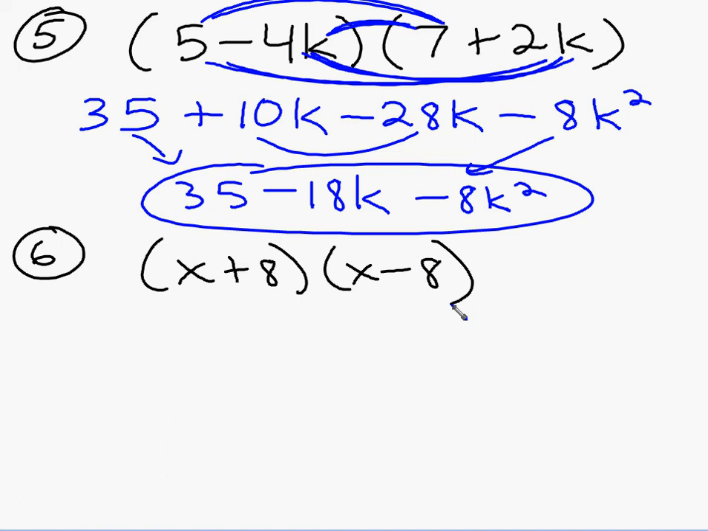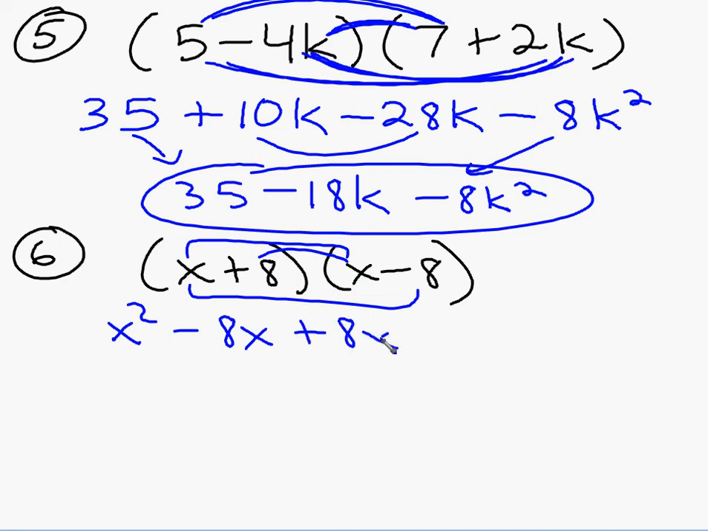Well, when we do FOIL on this problem, something interesting is going to happen. x times x is x squared. Then I do the outside terms, and I get negative 8x. I do the inside terms, and I get plus 8x. Then the last terms, positive 8 times negative 8 is negative 64.